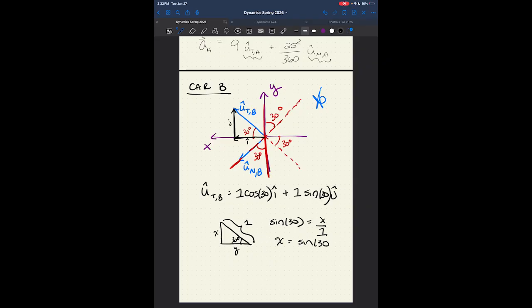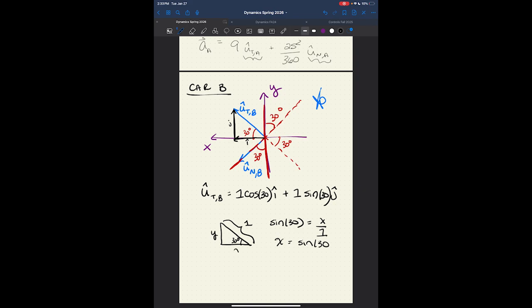did I mess up? Oh yeah, I labeled it wrong. I'm sorry. This makes more sense to call our y component, and this is our x component. Sorry about that.